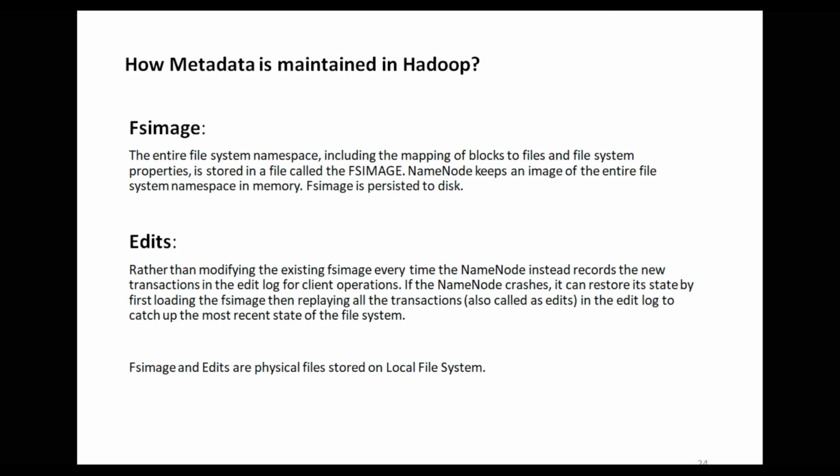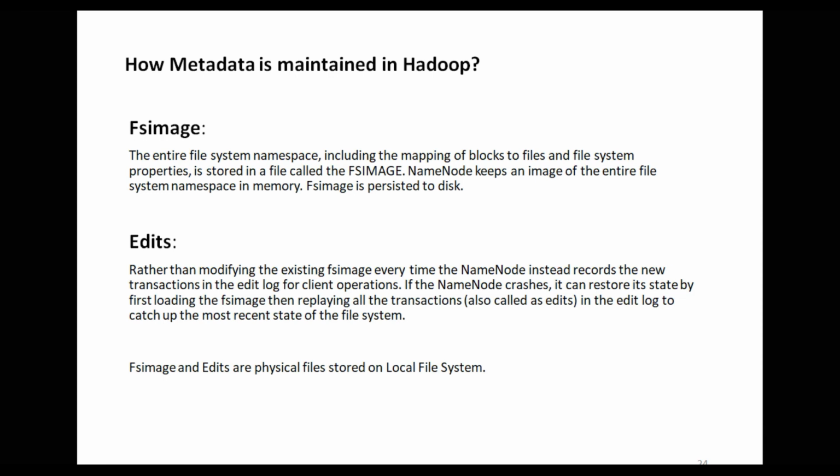If the name node crashes, it can restore its state by first loading the FS image, then replaying all the transactions, also called edits, in the edits log to catch up to the most recent state of the file system. So FS image and edits are physical files stored in the local file system. And also, what is edits?